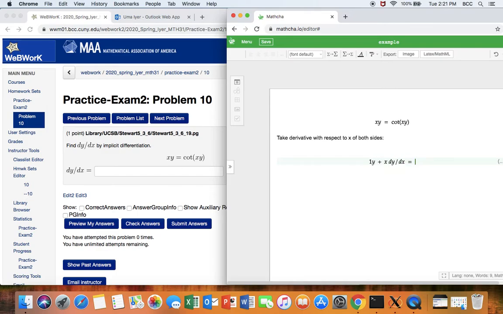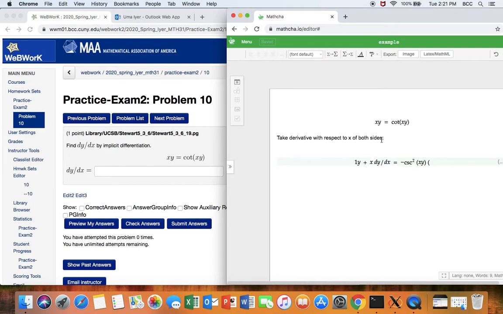On the right hand side, derivative of cotan. So cotan of something. So this calls for chain rule. First, derivative of cotan is negative cosecant squared. Okay, don't forget the negative. All the co-functions have derivatives with the negative. All right. So write the object inside as it is. Now chain rule. Derivative of xy.